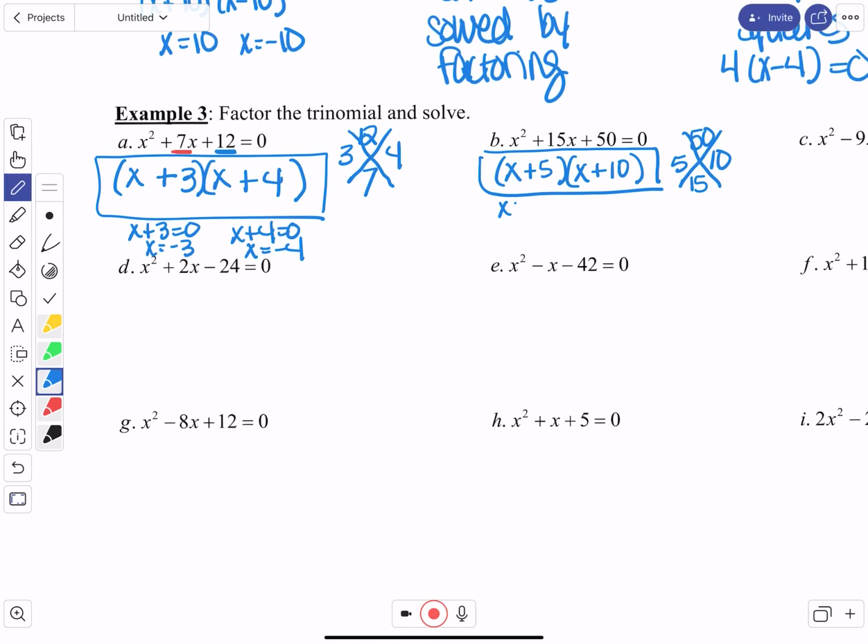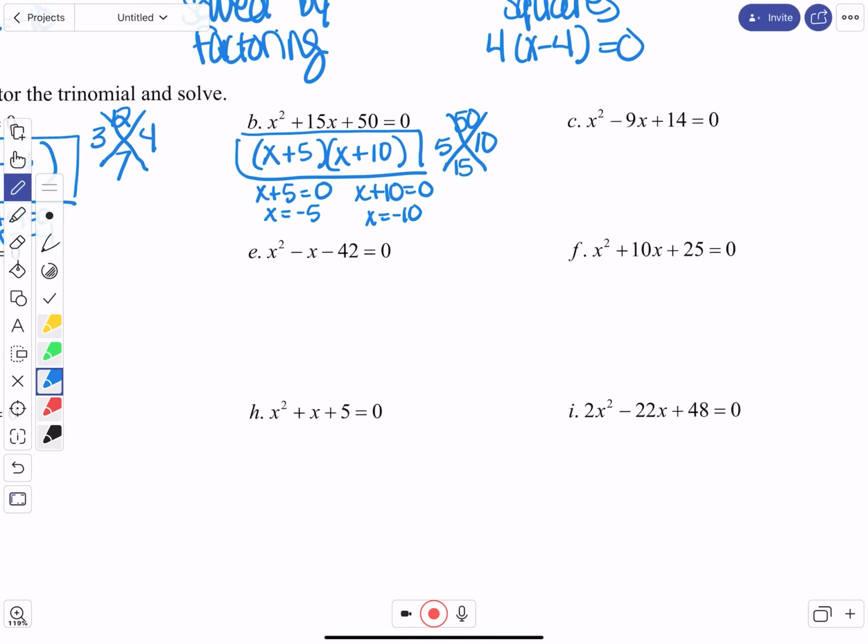Now, if I wanted to solve, I'd put x plus 5 equals 0. Subtract that 5. X would be negative 5. X plus 10 equals 0. Subtract that 10. X would equal negative 10, and that's how I would solve. But like I said, I want the focus on this to be factoring.